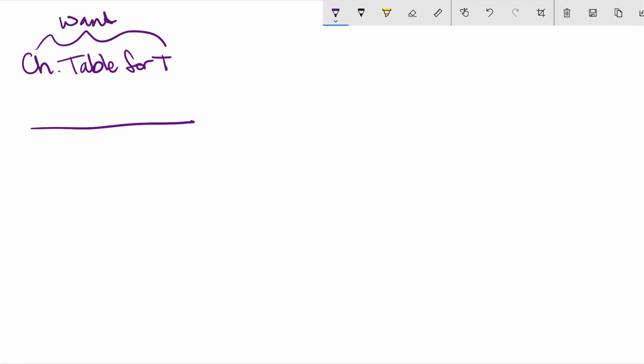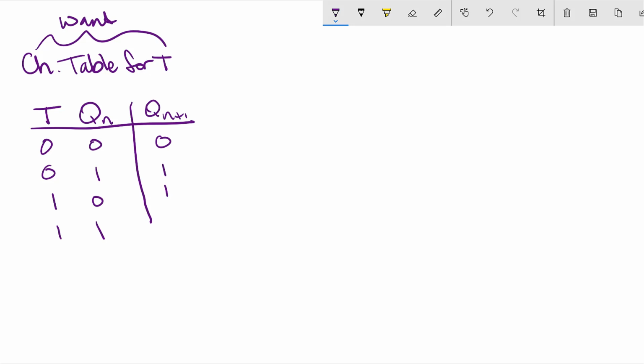Characteristic table for T. This is what we want, and I'm going to rewrite it in that way. So I'm going to have T first. I know in the last notes with the JK flip-flop, when we were converting the JK, I did this differently, but it's going to turn out easier to see what we're doing if I do it in this order. So 0, 0, 0, 1, 1, 0, 1, 1. And we said that was 0, 1, 1, 0.